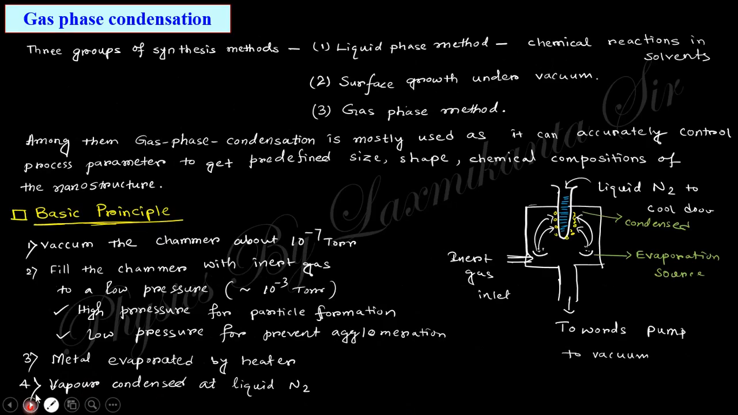Now the next method is gas phase condensation. Actually, synthesis methods are of three types: solid phase, liquid phase, and gas phase. The solid phase is actually surface growth under vacuum. Then there is the liquid phase method, and another is the gas phase method. That means in gaseous form the material is condensed, and forms thin films, nanoparticles, etc.